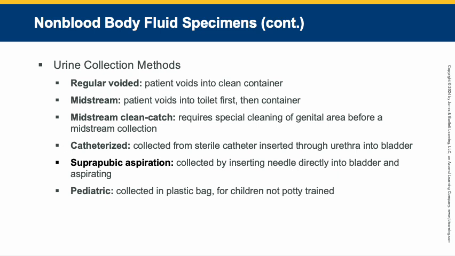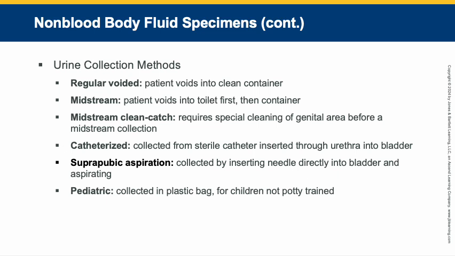Let's look at the next kind of method. This is catheterized. Catheterized is collected from a sterile catheter that's inserted through the urethra into the bladder. So if a patient has a catheter, then the nursing personnel, they will be the one that collect these samples. And so you will just have the actual sample to pick up if it's an inpatient.